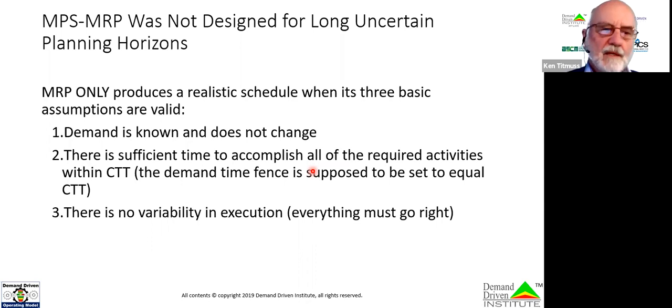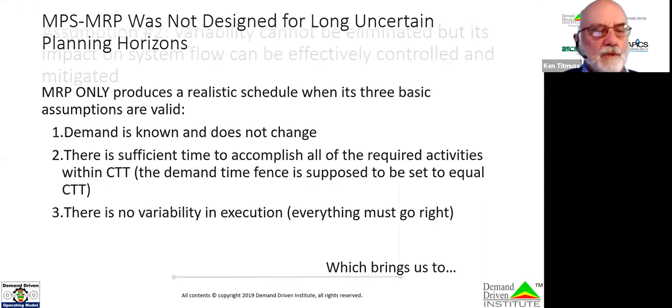But we can't do that, because our cumulative lead times now are so long and the customer tolerance times are so short. This is one of the reasons that our traditional MRP is not really working for us. And number three, there's no variability in execution. Everything must go right. Well, we know there is variability and things will go wrong.